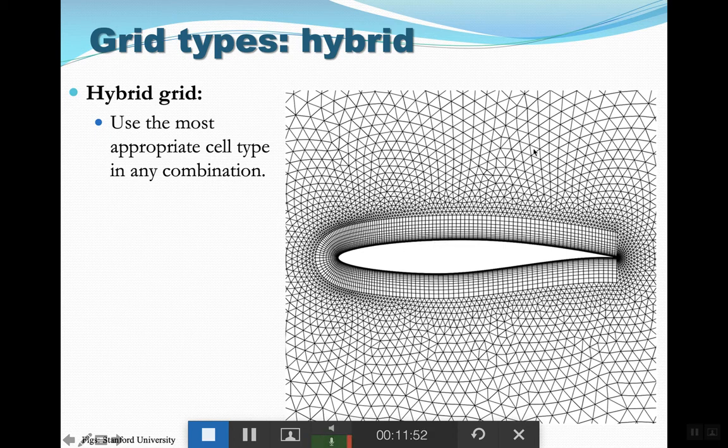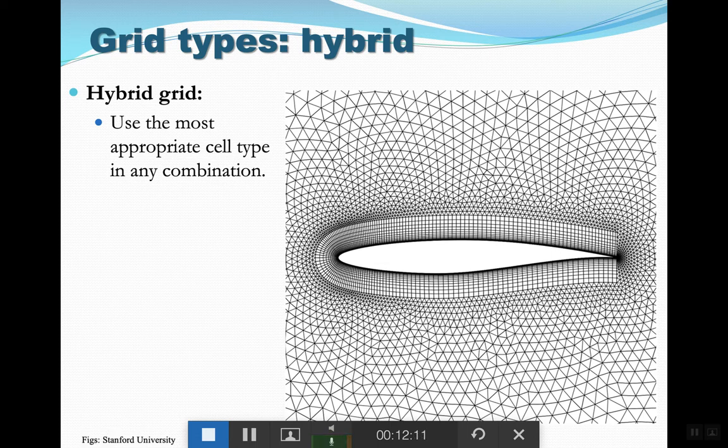But as you get further away from your airfoil, the simulation becomes less important, because you're not interested in those parts and you're very interested in near the airfoil. For that reason, for the simplicity and for the sake of using less cells, you use unstructured.